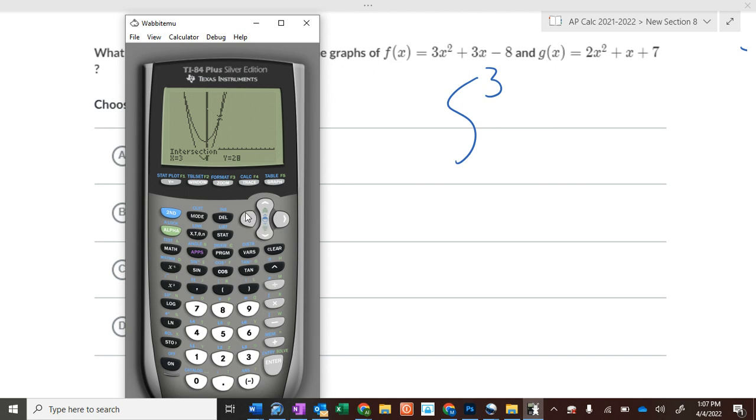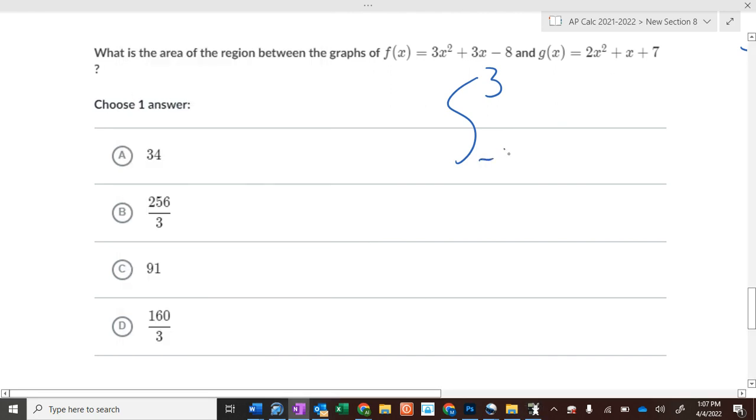And then I'm going to go back to the other side. So I'm going to go second trace intersect 5. And I've got to run to the other side where the intersection is. And then I'm going to go enter, enter, enter. And then once I go enter, enter, enter, if my cursor is right by the intersection, it tells me where it's at. So it's -5. So I have to take the integral of this one minus this one from -5 to 3.